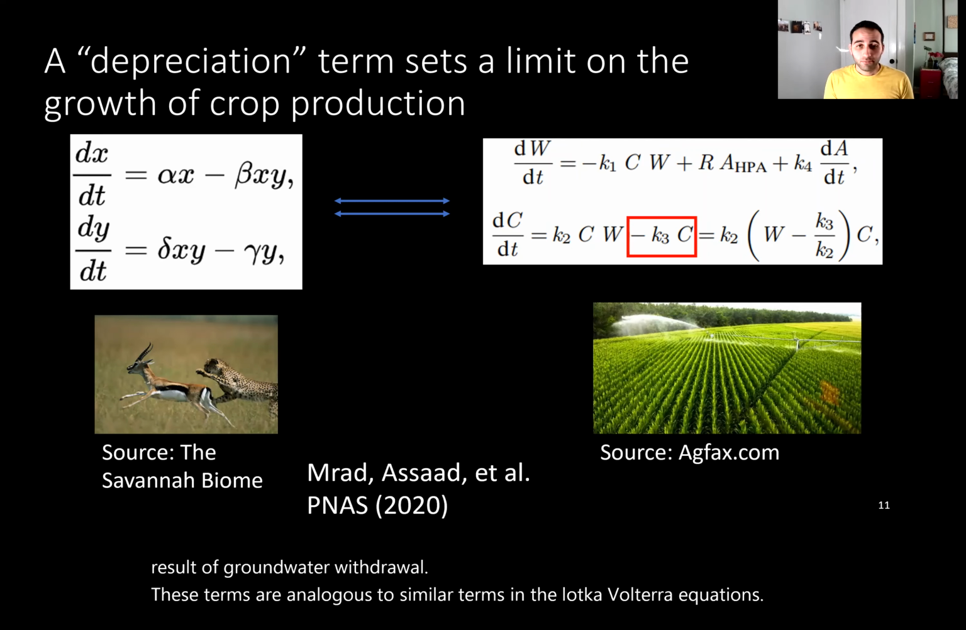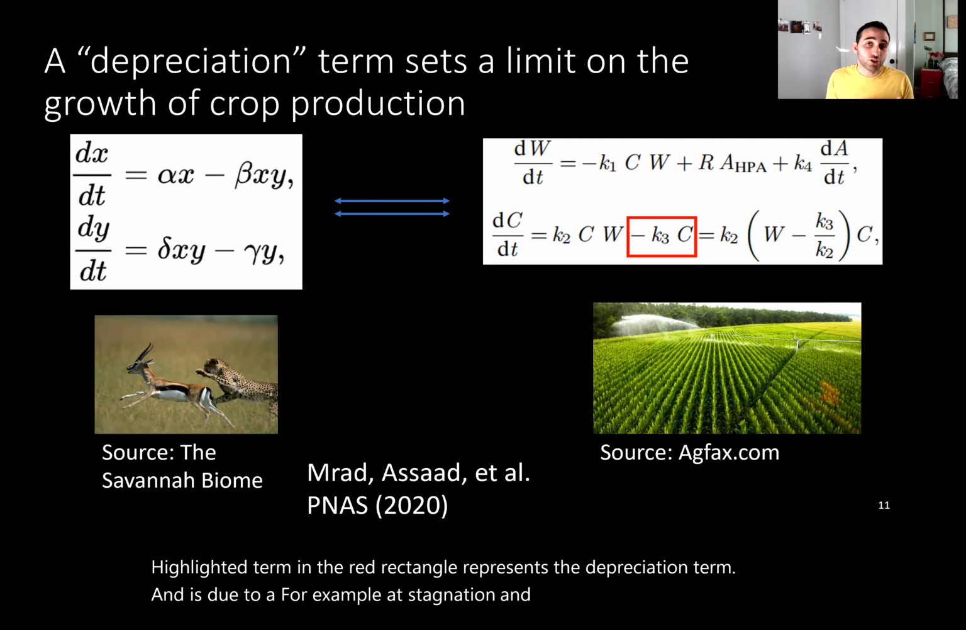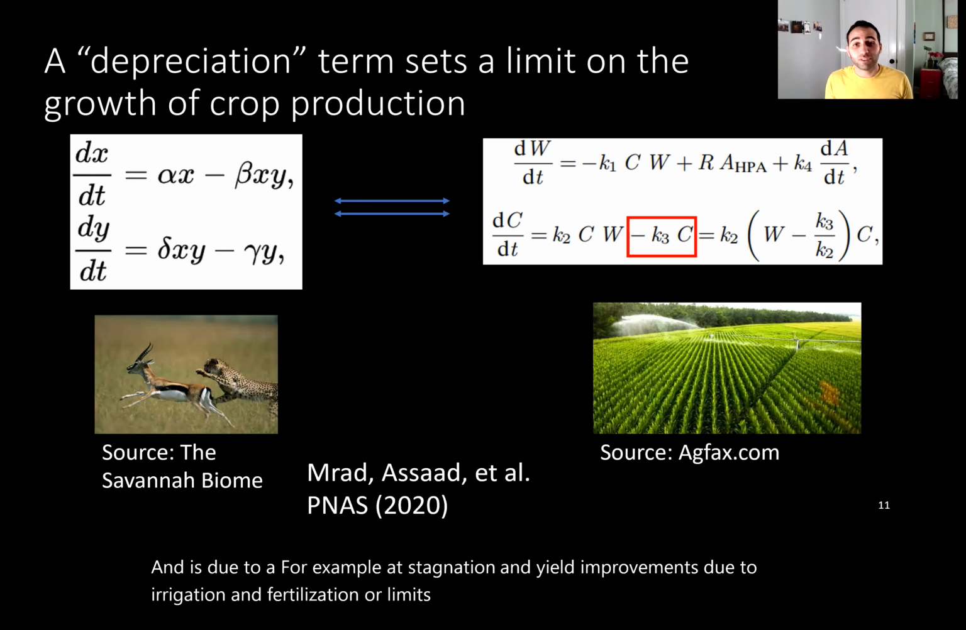This highlighted term in the red rectangle represents the depreciation term and is due to, for example, a stagnation in yield improvements due to irrigation and fertilization, or limits to crop density per unit area.